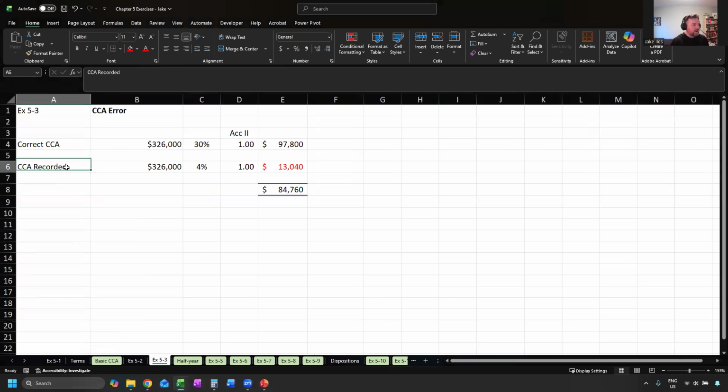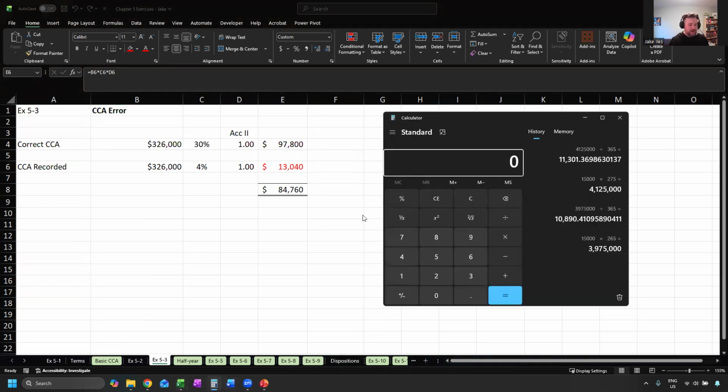So we had put it in Class 1. Class 1 uses a rate of 4%. So 326,000 at a CCA rate of 4%, we only deducted $13,040 for CCA. That's how much we removed from our expenses. At a general tax rate of say 27%, 13,040 times 0.27, which means we saved a little over $3,500 on our taxes. But what would have been the result if we put it in the correct class?